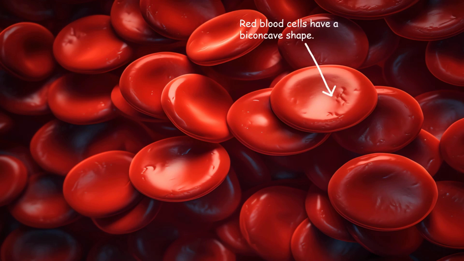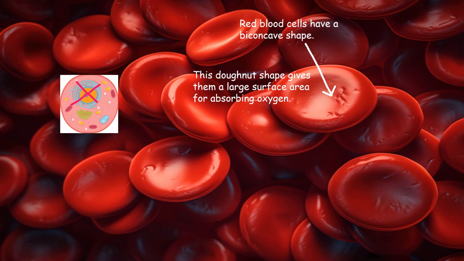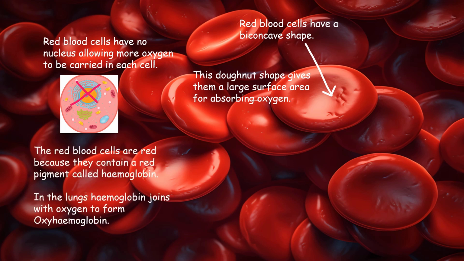Red blood cells have a biconcave shape. This is sort of like a donut shape. This donut shape gives them a large surface area for absorbing oxygen. They also have no nucleus. Red blood cells have no nucleus, allowing more oxygen to be carried in each cell.